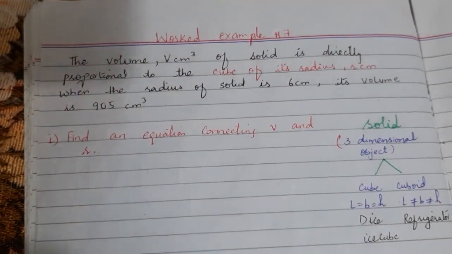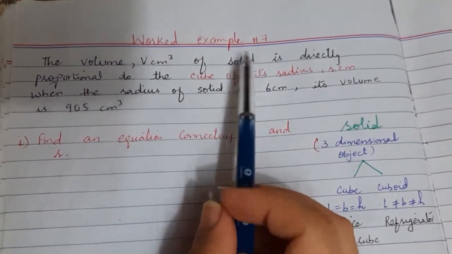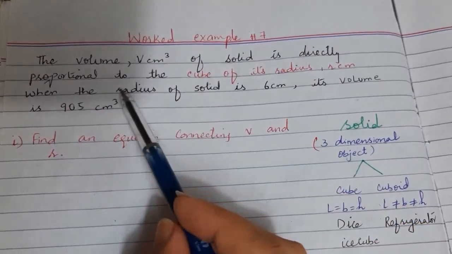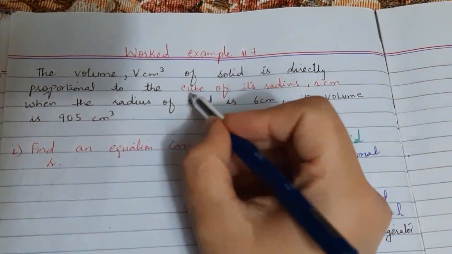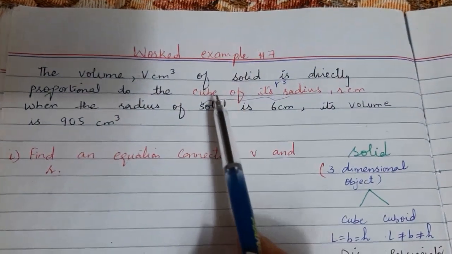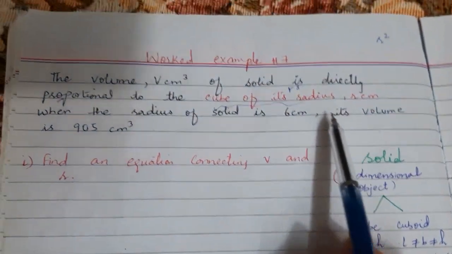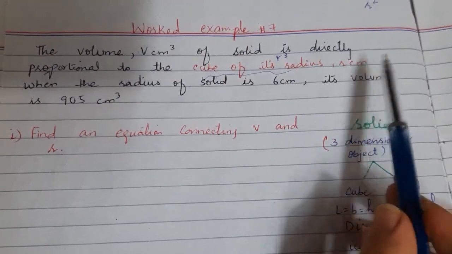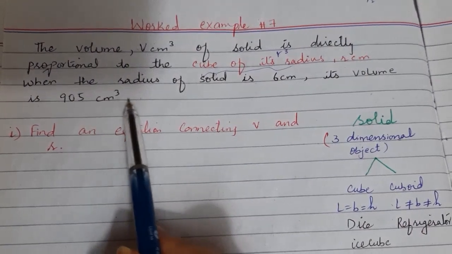So we are going to solve the last example of today's lecture, which is worked example number 7, and what it says is that the volume V centimeter cube of a solid is directly proportional to the cube of its radius. Cube of its radius means r cube, and if it says the square of its radius, what does it mean? R square. And r centimeter, we will show its radius like this. When the radius of the solid is 6 centimeter, its volume is 905 centimeter cube.